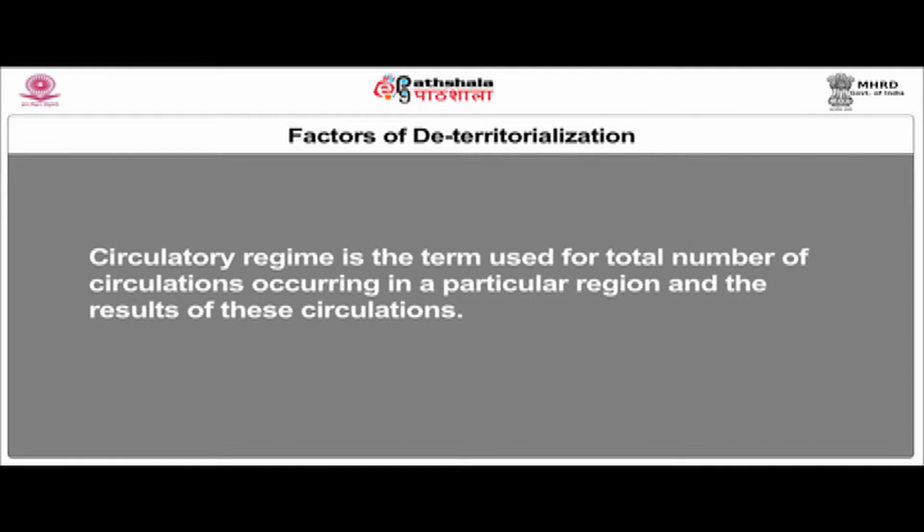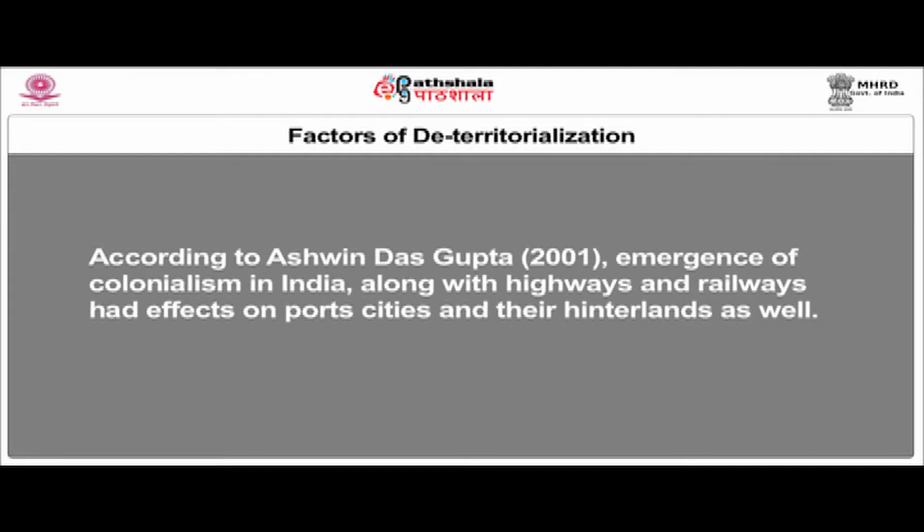Circulatory regime is the term used for the total number of circulations occurring in a particular region and the results of these circulations. According to Ashwin Dasgupta, the emergence of colonialism in India, along with highways and railways, had effects on both cities and their hinterlands as well. Thus, the coming of these changes in Indian society brought changes in the patterns of circulations.